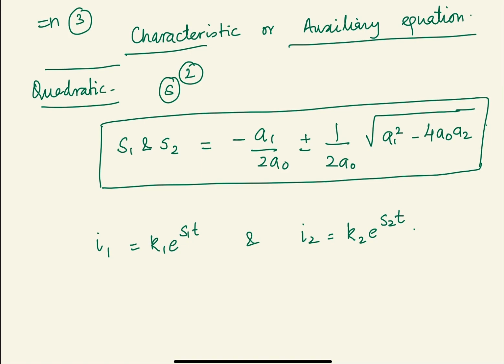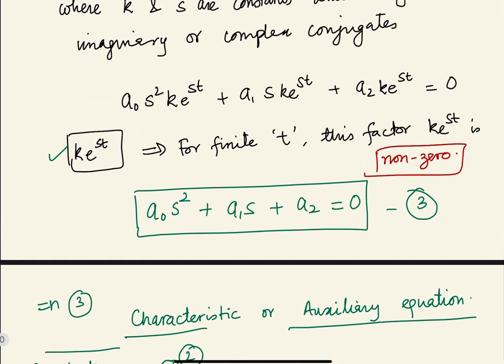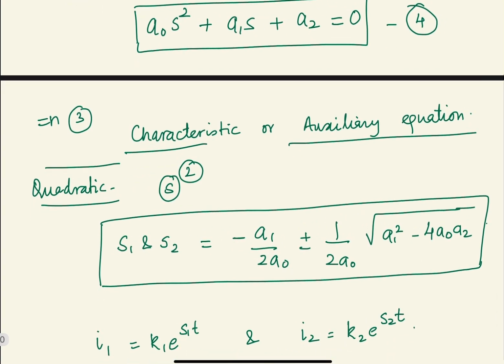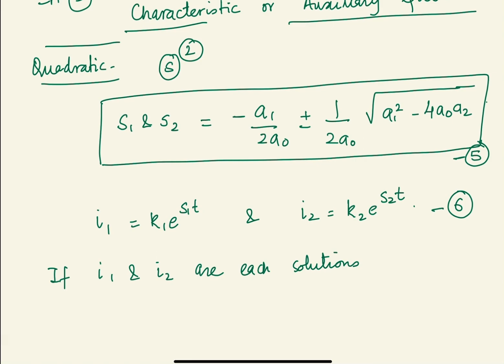Okay, now if I1 and I2 are each of the solutions of the differential equation. Let me give numbers to these, just a second. I'll call this equation number 3, this equation 4, then this equation 5, and this equation number 6. So if I1 and I2 are each solutions of the equation number 1, the sum of these two, let's call it I3, I1 plus I2, is also a solution.